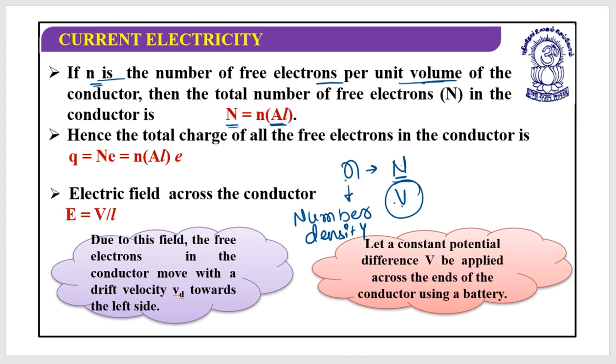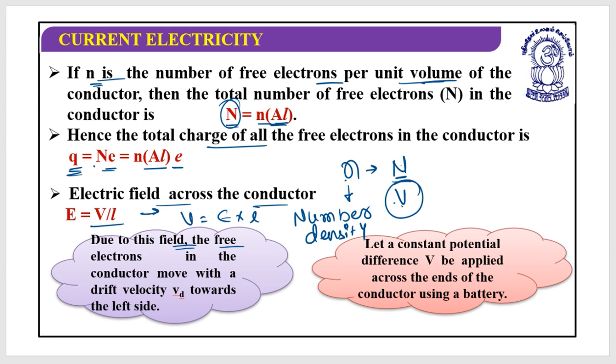Now these are only the total number of free electrons. What I need to calculate is the total amount of charge that has been flowing through this conductor. Then I know that Q is equal to N into e, and this N can be written as n into AL multiplied by e. Yes, this is Q, the total amount of charge that has been passed. Electric field across the conductor E is equal to V by L, and according to this I can write V is equal to E into L as well.